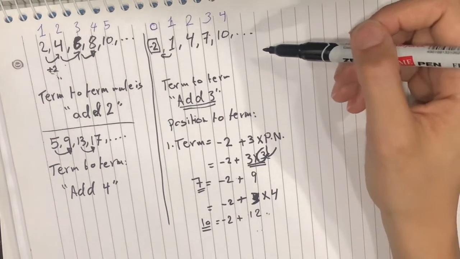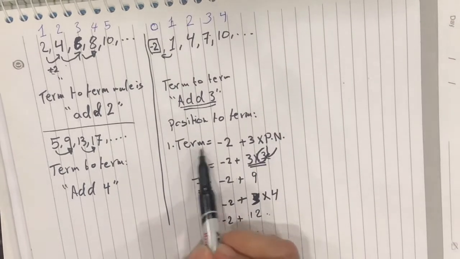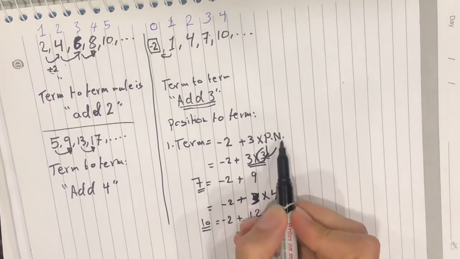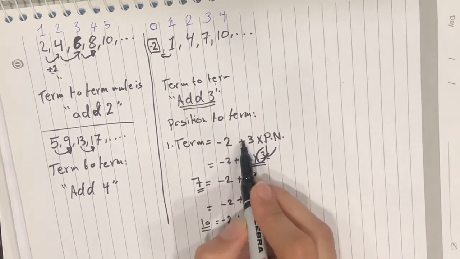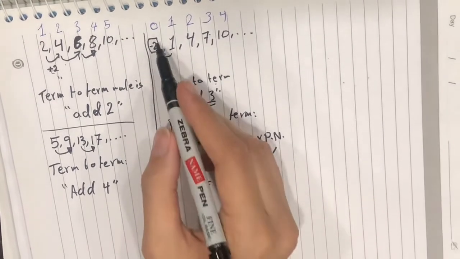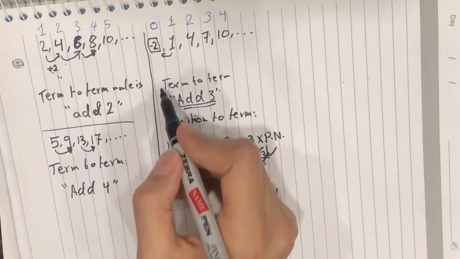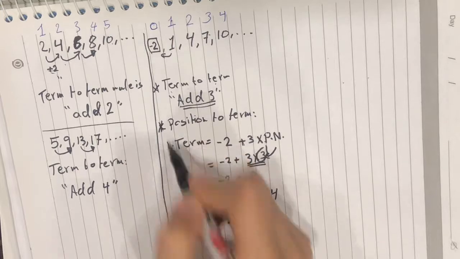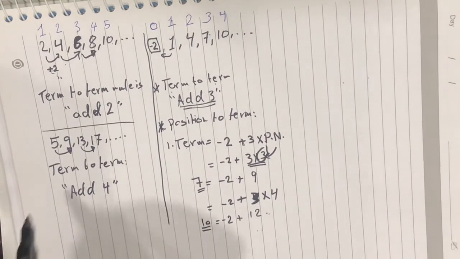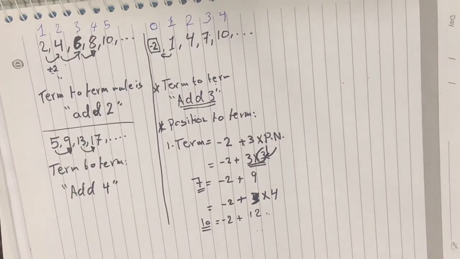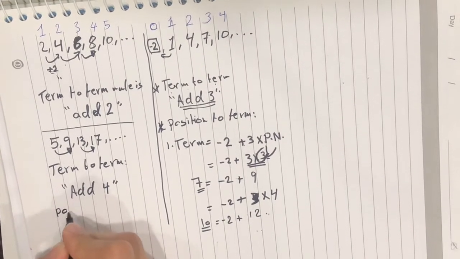So one more time, how to find the position to term rule. We start by writing term equals position number times the term to term rule, which is add 3. I write plus 3, and then I find the 0 term. Let's do these same steps to this sequence. I have the sequence 5, 9, 13, 17. I want the position to term rule.